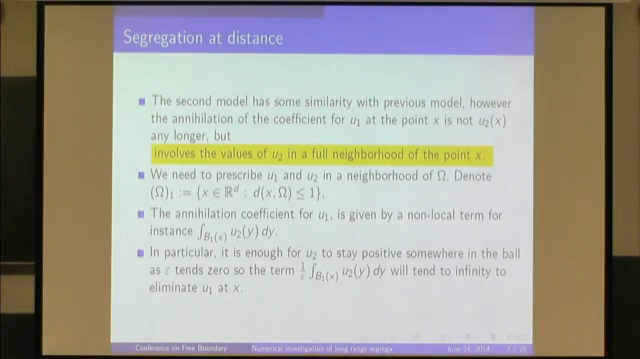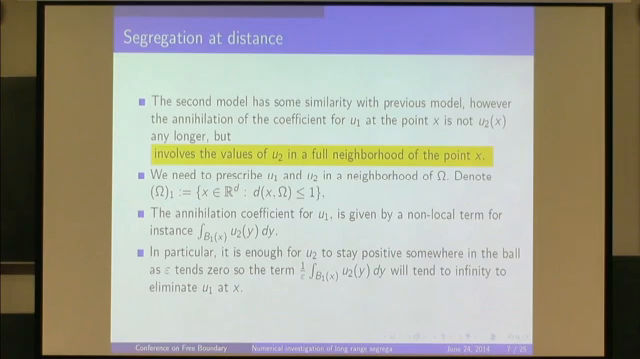So what is the second model? Now I'm looking at segregation at a distance. There is some similarity with the previous model, and I should say that, as I told you, this model is harder numerically. I'm using the interfaces that I obtained from the previous model as an initial guess for this second model. So as I told you, the annihilation of the coefficient for u1 at the point x is not anymore u2, but we look at the full neighborhood of u2 around the point x.